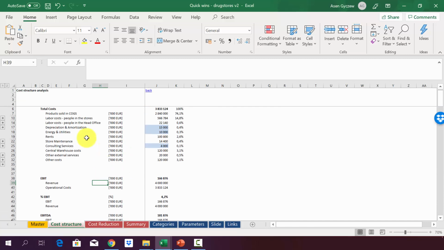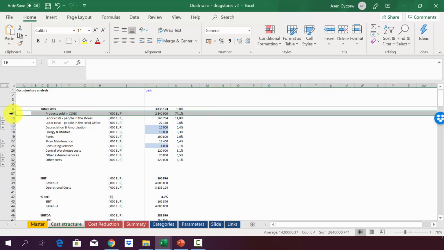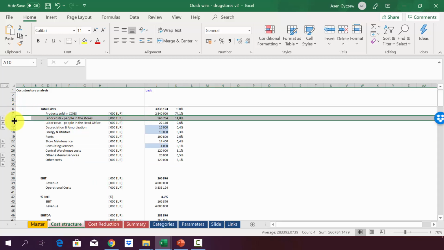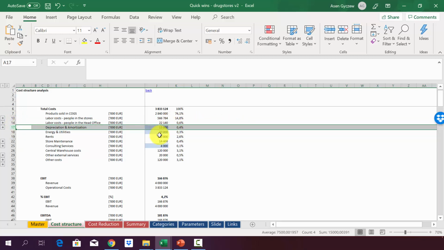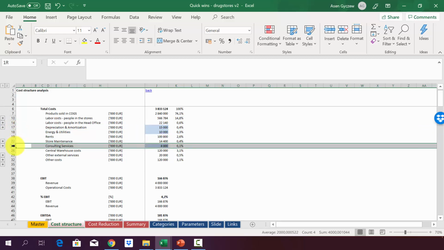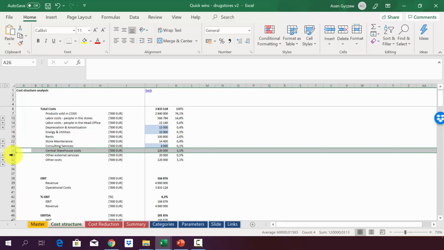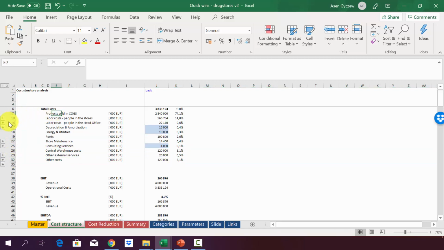And here you will see that we have all operational costs divided into the following categories. Product sold, labor in stores, labor in head office, depreciation and amortization, which is just something that we put manually, energy and utilities in the same way, rents, store maintenance, consulting services, central warehouse costs, and other external services. And finally, other costs. And now we'll go briefly through how we actually estimate each and every position.